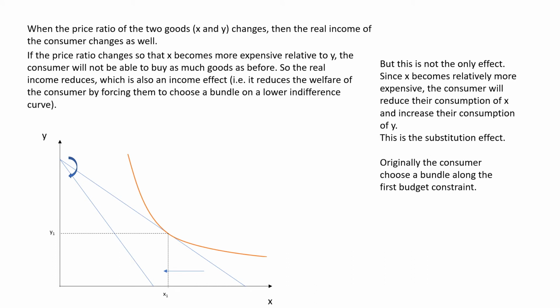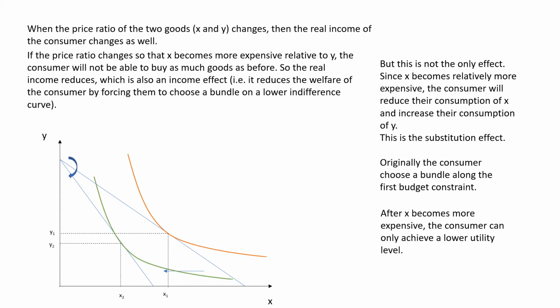Originally, the consumer could achieve this particular level of utility or indifference curve and chose a bundle of Y1 and X1. The new budget constraint line will only allow the consumer to reach the green indifference curve with a lower utility level, and the new optimal choice will be Y2 and X2.